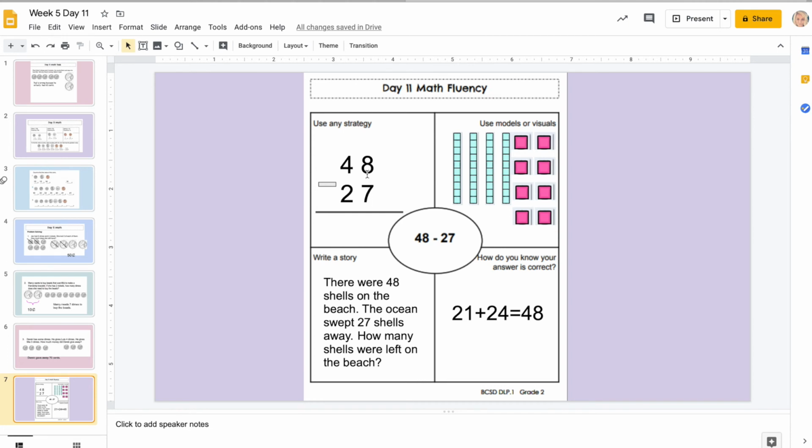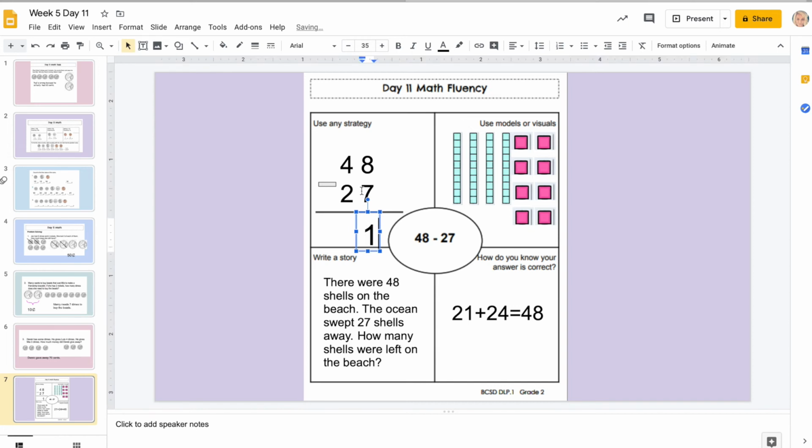So we are going to start with the ones column. If we're just focusing on that ones column, we have 8 and we are taking 7 away. We're finding the difference. So if we have 8 of something, we take 7 away, we know there is 1 left. We do not need to regroup, or borrow, so we are going to move over to the tens column. And we have 4 and we are taking away 2. If you have 4 of something and you take 2 away, the difference is going to be 2. So we know that 48 minus 27 is 21.